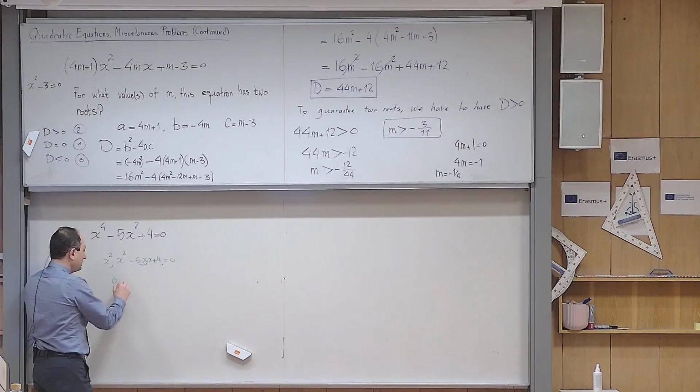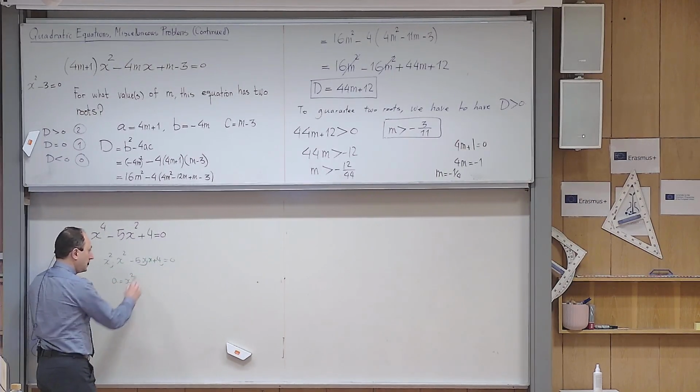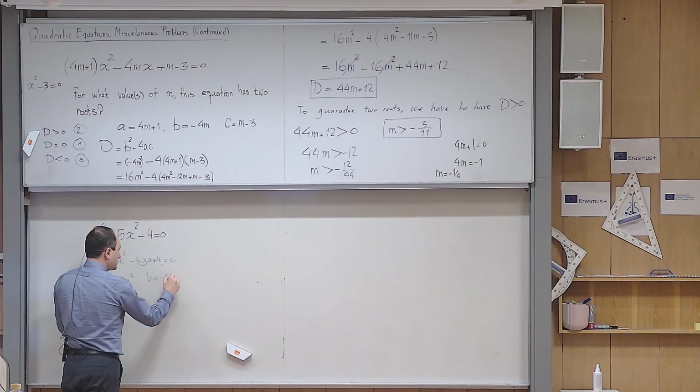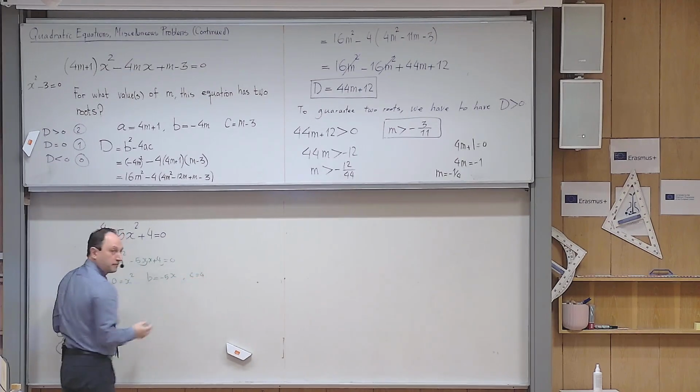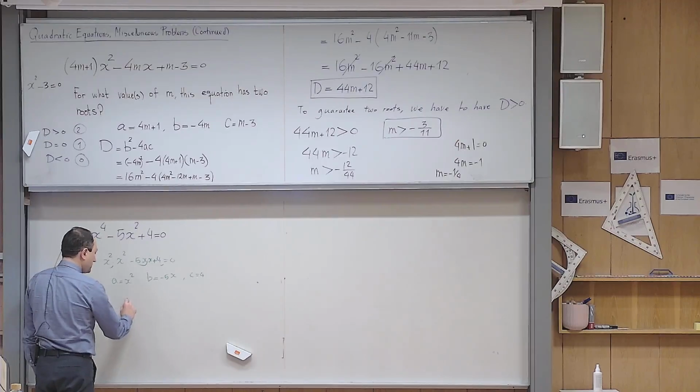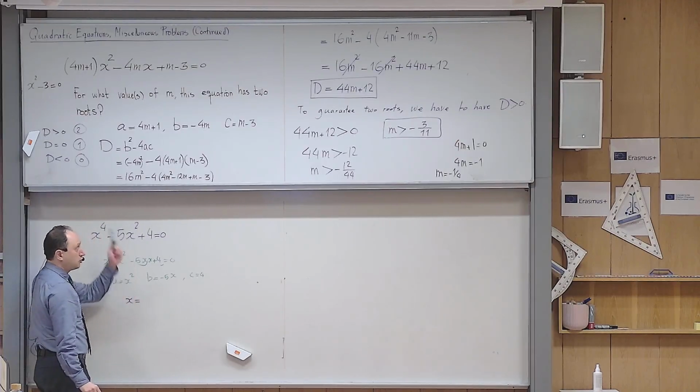Why? Because you are giving the role of a to x squared, and b is minus 5x, and then you say that c is 4. And then you want to put it in the formula, okay? So I want to do it fast because I don't want to spend so much time. The formula is in my head.